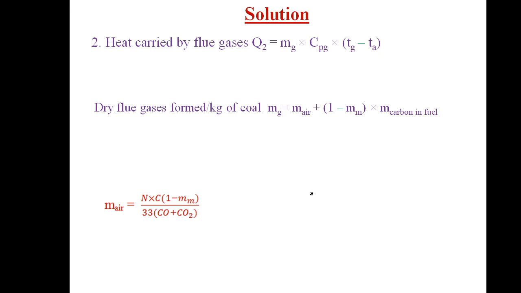Now heat carried by flue gases. So heat carried by flue gases is given by m Cp delta T, where m is the mass of gas, Cp is the specific heat of gas at constant pressure, and delta T is the temperature of gas minus the temperature of ambient air. So here we know the specific heat of gas, which is given in the problem. Tg, the temperature of gas, is known. Ambient air temperature is also known. Ambient air temperature is considered as boiler house temperature.